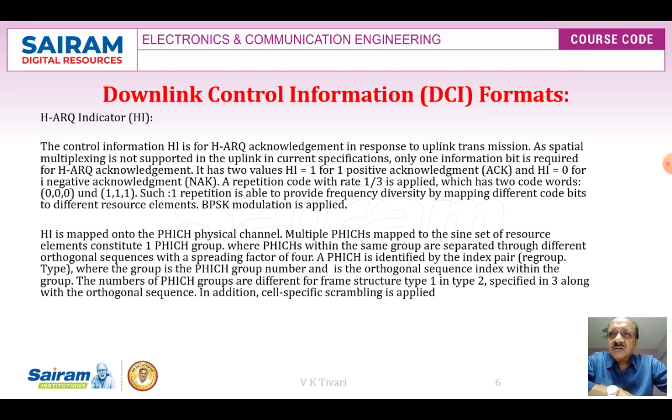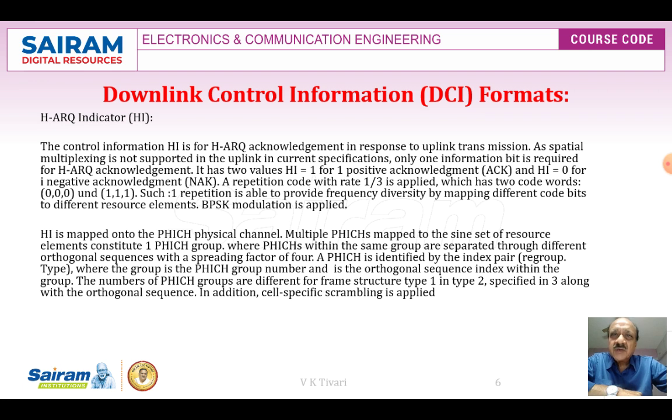HARQ indicator is used for HARQ acknowledgement. It responds to the uplink transmission. Spatial multiplexing is not supported in the uplink. In the current specification, only one information bit is required for HARQ acknowledgement, and it has two values, either 1 for acknowledgement or 0 for negative acknowledgement. A repetition code of rate 1/3 is applied, which has two codewords, 0 and 1, such that repetition provides frequency diversity by mapping different code bits to different resource elements.